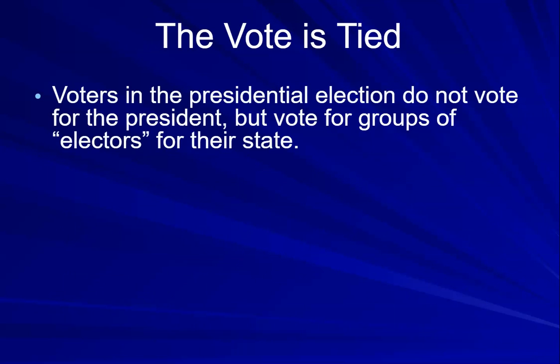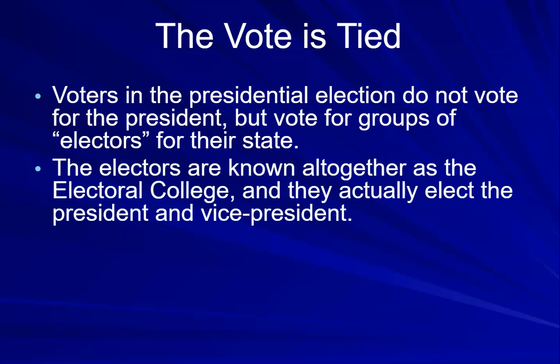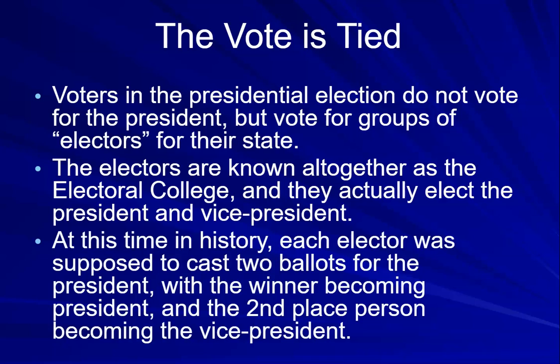Now, voters in the presidential election, even today, do not actually vote for the president. So if you were to go into the voting booth and vote for someone to be president, you're not actually voting for the president. You're instead voting for groups of electors for your state. These electors from all the states are known all together as the Electoral College, and they actually elect the president and vice president. Now, at this time in history, in the election of 1800, each elector was expected to cast 2 ballots for president. The winner would become president, and the second place person would become vice president.